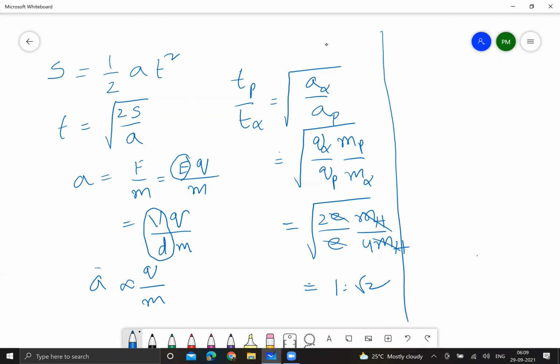Another one. An oil drop with a charge Q is held in between.